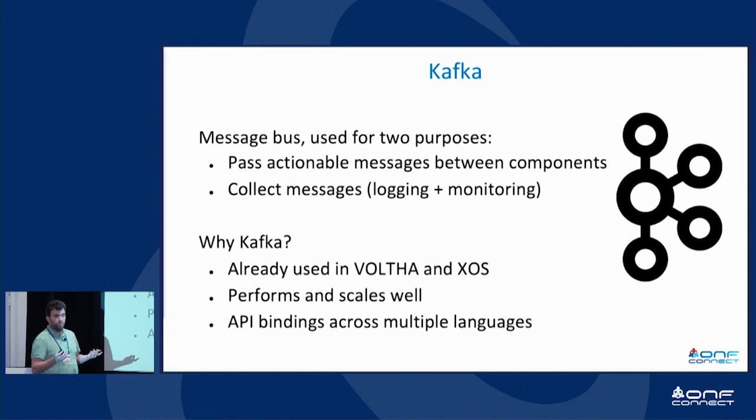So why did we pick Kafka? Well, first, it was being used in Volta and also in XOS. It performs and scales well, and it has lots of API bindings. And we're using it for two purposes. One is to pass actionable messages between components. There are times when an event comes in, we publish something on a message bus on a topic, and then there's a reactive element that happens. I'm going to give an example just now. And the other thing was to collect and propagate messages, which is how we're using it for logging and monitoring.